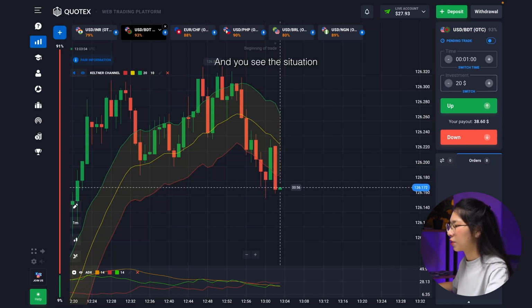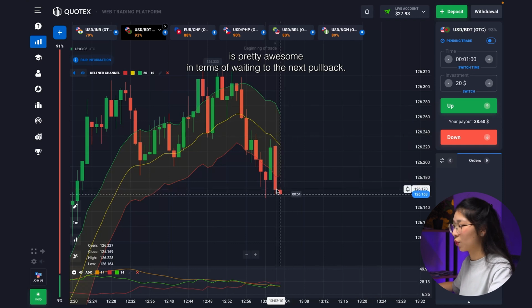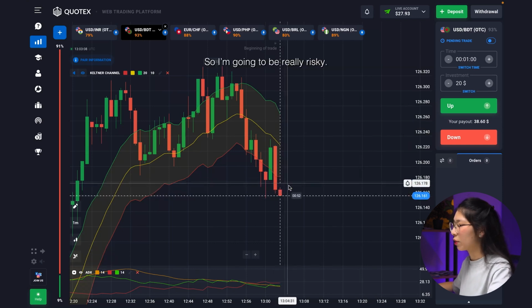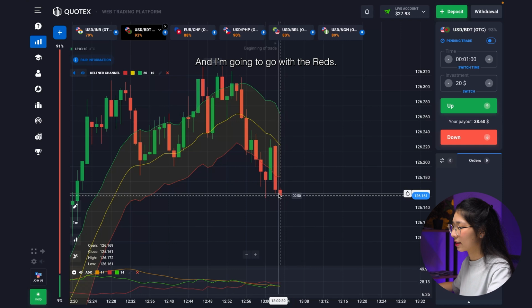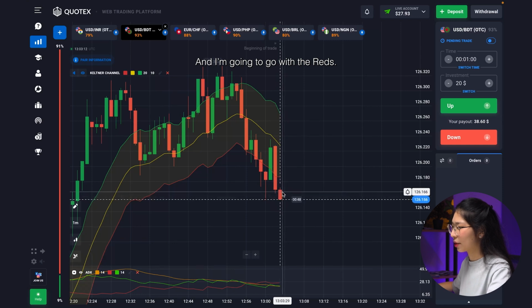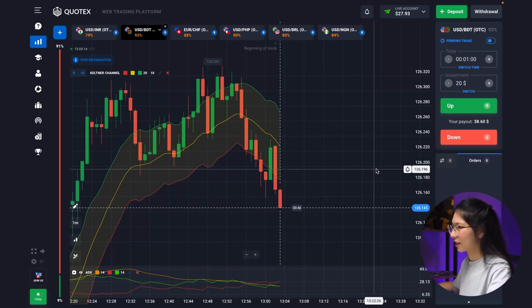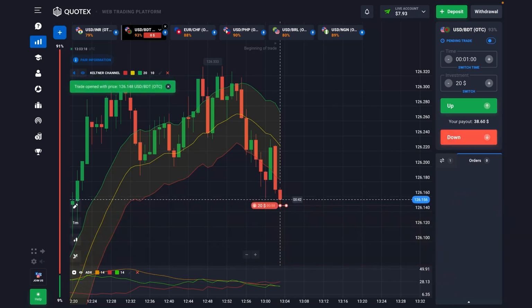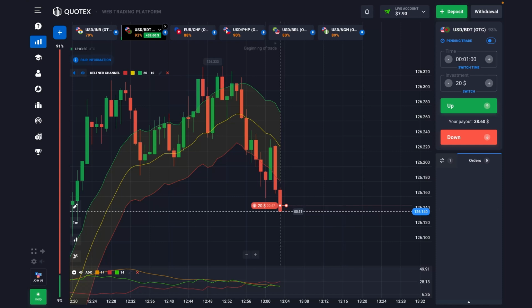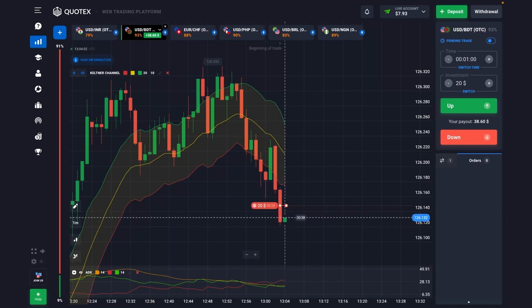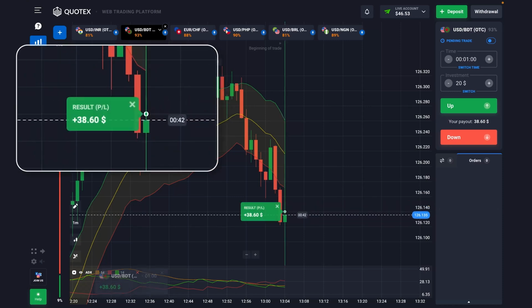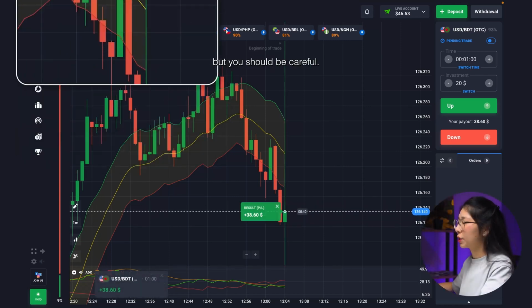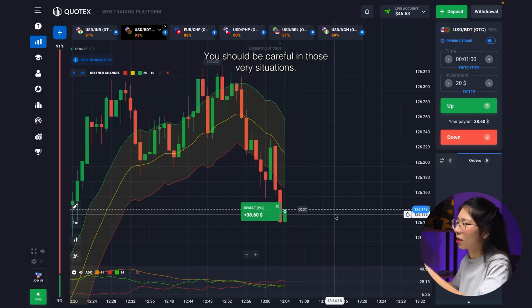You see the situation is pretty awesome in terms of waiting for the next pullback. So I'm going to be really risky, and I'm going to go with the reds. Let's try. So, a good entry point, but you should be careful. You should be careful in this first situation.